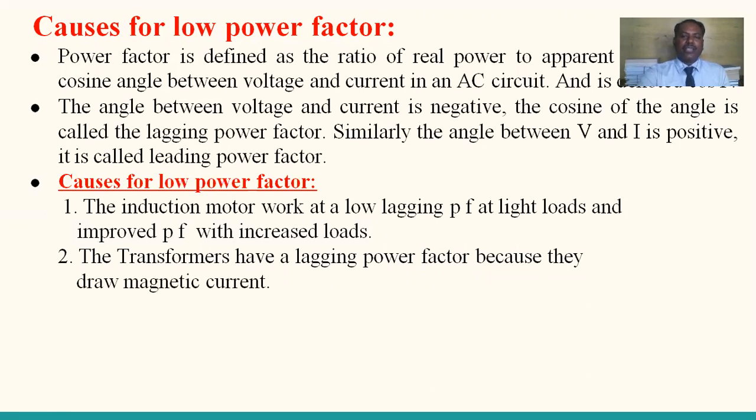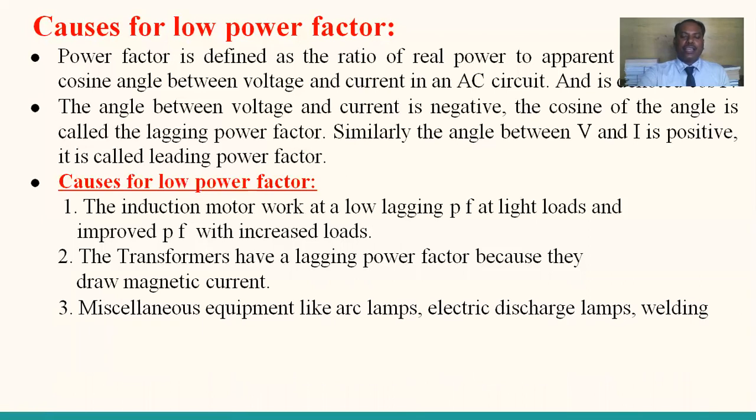Similarly, transformers have lagging power factor because they draw magnetizing current. The basic cause of low power factor is where magnetizing current is to be generated and mutual flux is to be generated. Such phenomena draw magnetizing current, and that current lags the voltage. So this is one of the causes for the low power factor.